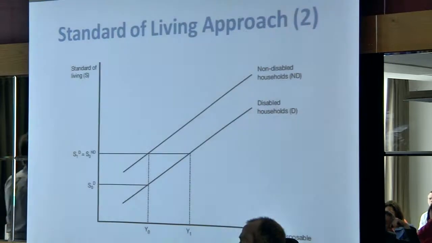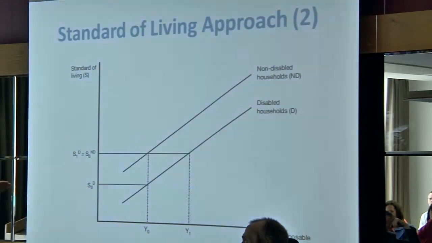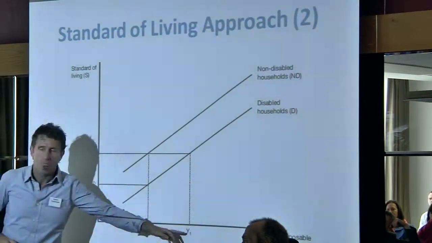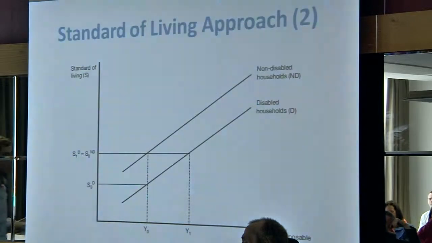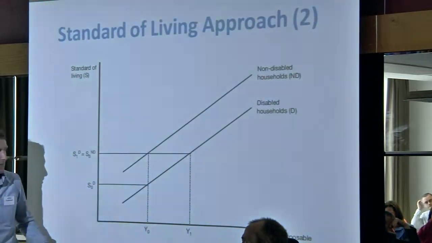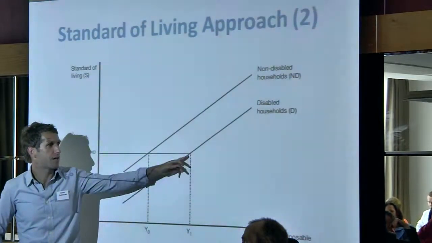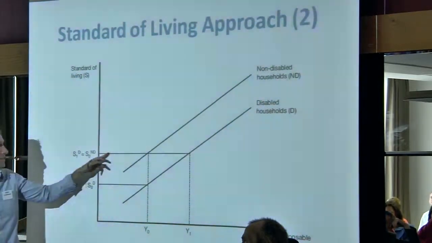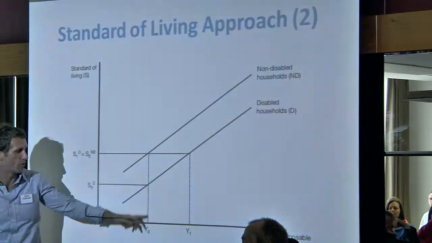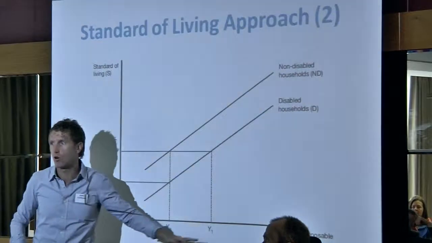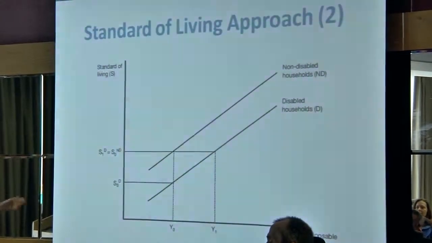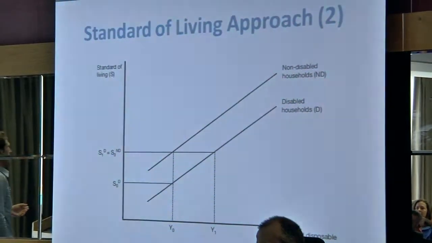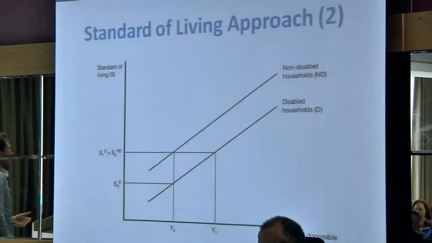In terms of conceptualizing what we mean by cost of disability, this approach says there will be some level of income, we'll call it Y1, at which the disabled household will have the same standard of living as the non-disabled household at Y0. How do we see that? Well, we go to Y1, and the line predicts that the standard of living for the disabled household is the same as the standard of living of the non-disabled household at Y0. And it's this gap between Y0 and Y1 which this methodology identifies as the cost of disability: the extra income that the disabled household would require to have the same standard of living as the non-disabled household.